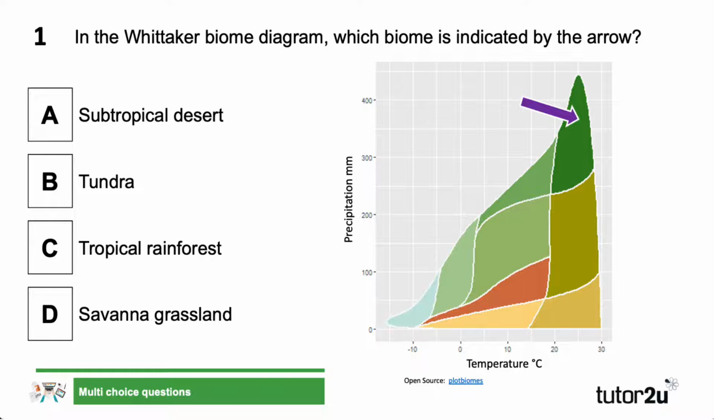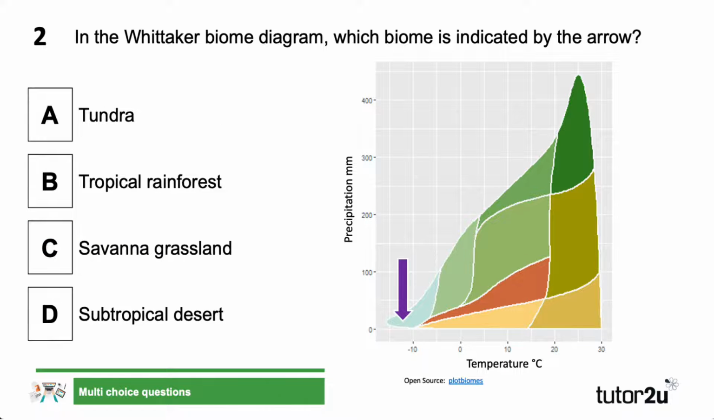Okay, so make your guesses. Yep, 1 or 2 good, correct guesses here. Let's have a look and see. That is indeed tropical rainforest, which the diagram tells us is a place which is very warm and very wet. Okay, question 2.